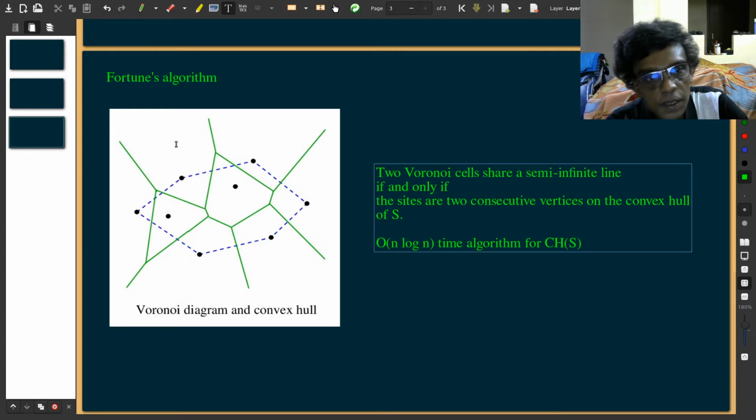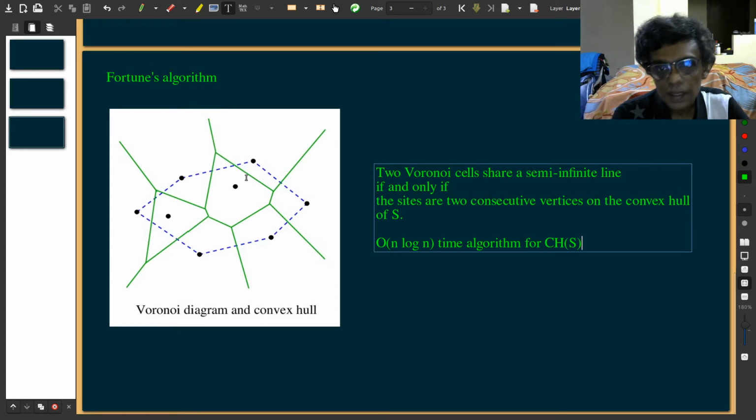Okay, this immediately identifies which are my infinite or semi-infinite lines in the Voronoi diagram. But we still do not know the finite points. Fortune's algorithm will detect this anyway. Before going to Fortune's algorithm, I would like to mention something.